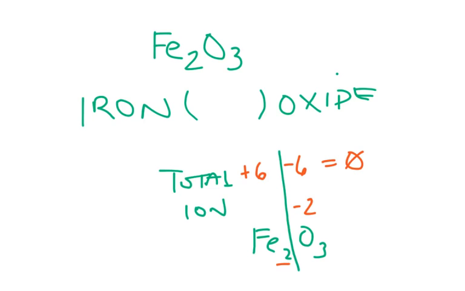But this time, I have 2 irons that are adding together to make that total of +6. The subscript times the ion charge is what gives me my total. So 2 times blank equals +6. My ion charge has to equal +3. Okay? So this is going to take, once again, some practice. But that's how you come up with the name. The only time it's hard is when you have transition metals.